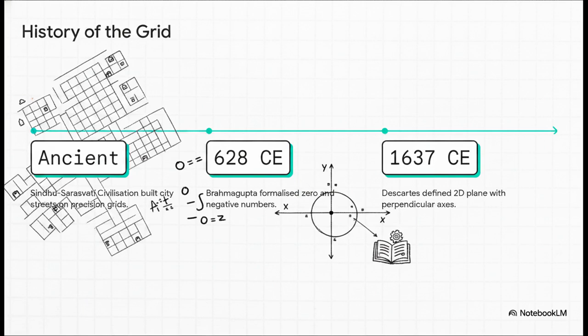Finally, in 1637, René Descartes pulled the whole thing together. He realized that any point could be defined simply by its distance from two perpendicular axes. It was a massive leap that perfectly connected algebra and geometry.